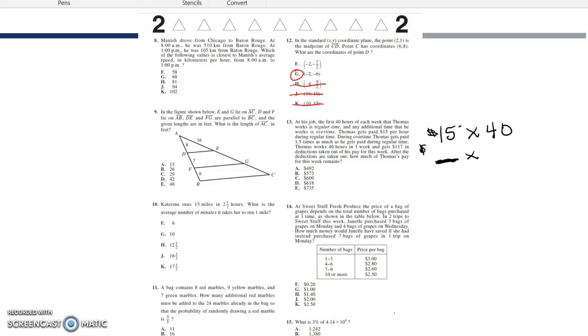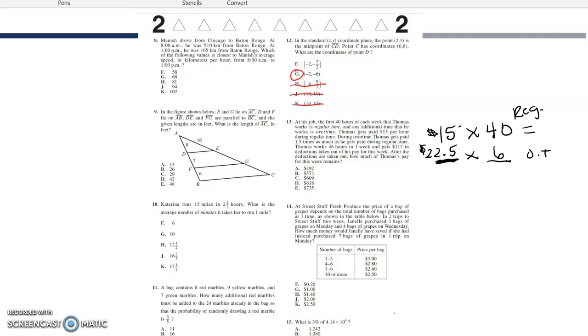So he is making $22.50 an hour in overtime. So this is your regular. This will be overtime, right? Well, how many hours of overtime did he work? Well, if he worked 46 hours in the week, but 40 counts to your regular, then that means there's 6 hours of overtime, right?